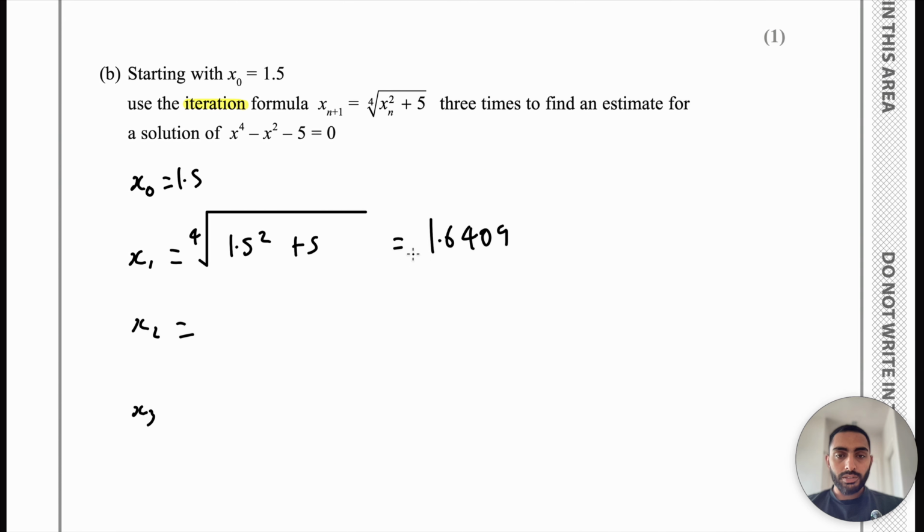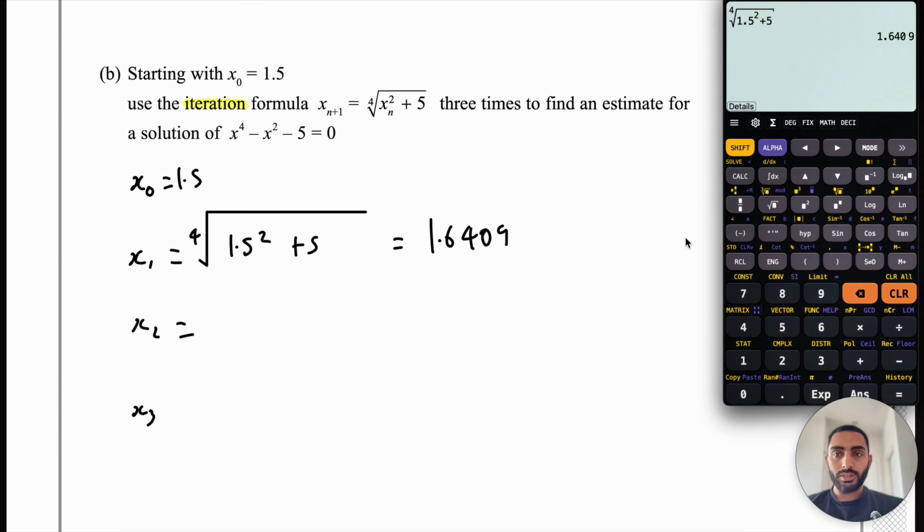For the next one, I'm going to substitute this value into the same thing. I'm swapping this 1.5 with this 1.6409. Easy way to do it, you could just go backwards, and you could swap this with an ANS button, and then it'll just give you the answer. So it's 1.6654.